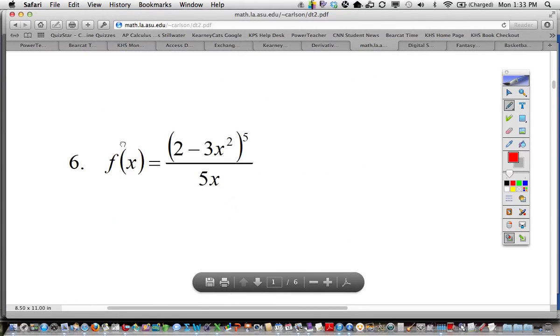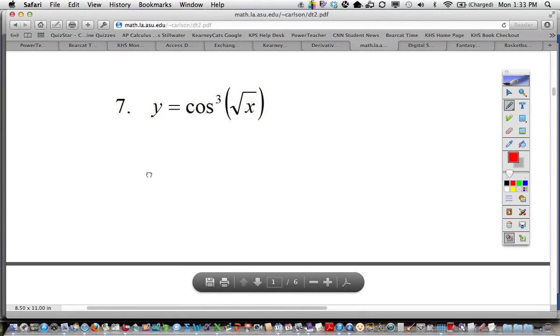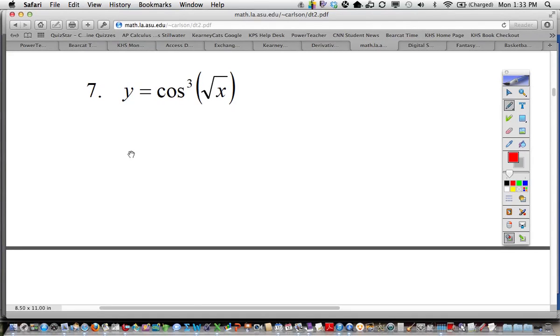We've done some quotient rule already. Ah, there we go. That's what I want to do. Okay, let's do that one, and then we'll get to implicit.